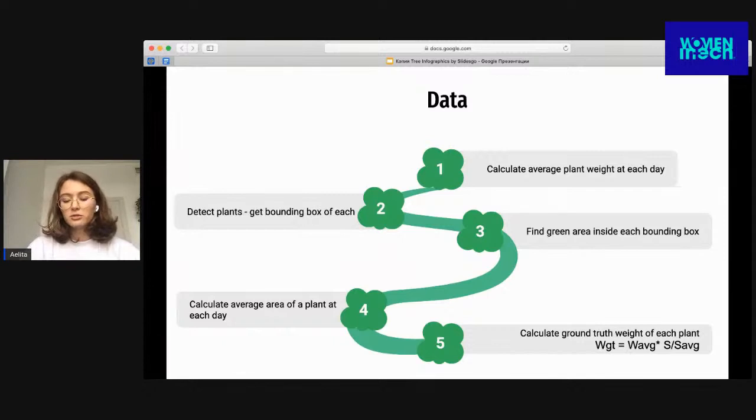And also it is important that the ground truth weight would not be super heavy, because all plants that we have in our pictures are under normal conditions, and therefore we also check that they are not greater than the maximum historical values of weight at this day, or not super small.